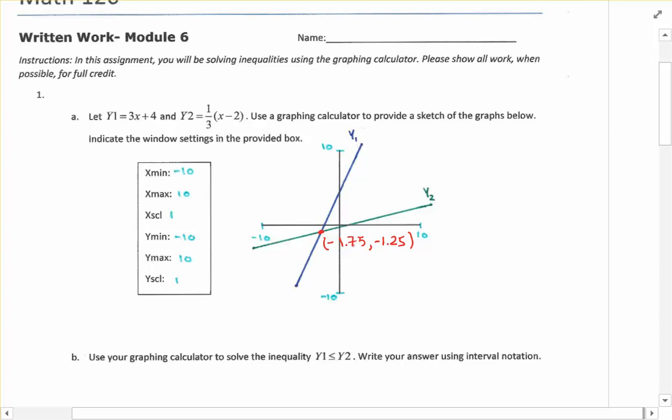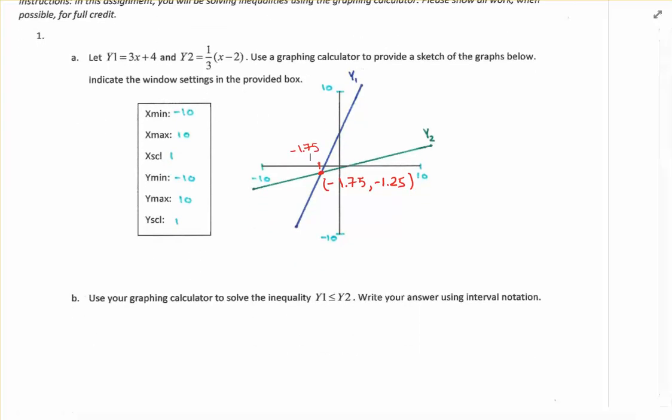To solve an inequality, once you find the point of intersection, go ahead and make a tick mark on the x-axis that corresponds to the x-coordinate that was given by the graphing calculator. So right above the point of intersection, I'm going to put a tick mark there. Hopefully it doesn't tick anybody off. Just kidding, by the way. And I'm going to label that as the value of negative 1.75.